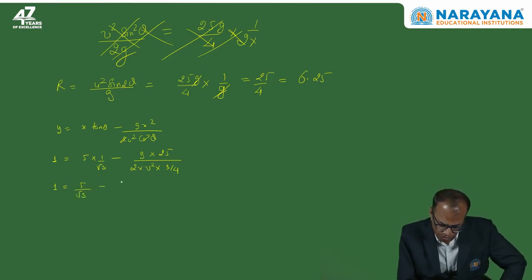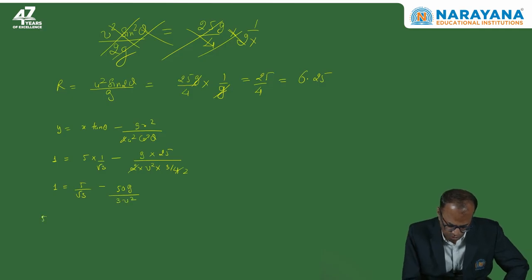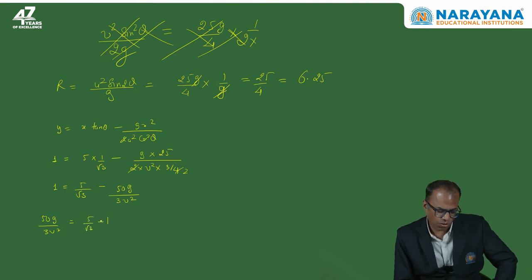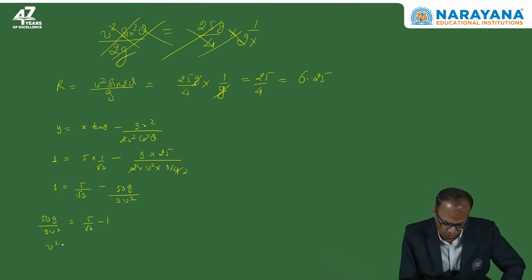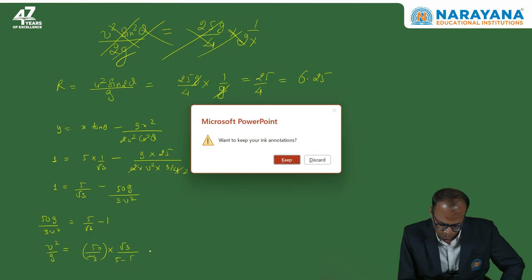Okay, let's keep this like this. 4 to 50. 50g by 3 v square. So I get 50g by 3 v square is equal to 5 by root 3 minus 1. So that gives you v square by g as 50 by 3 into root 3 upon 5 minus root 3.